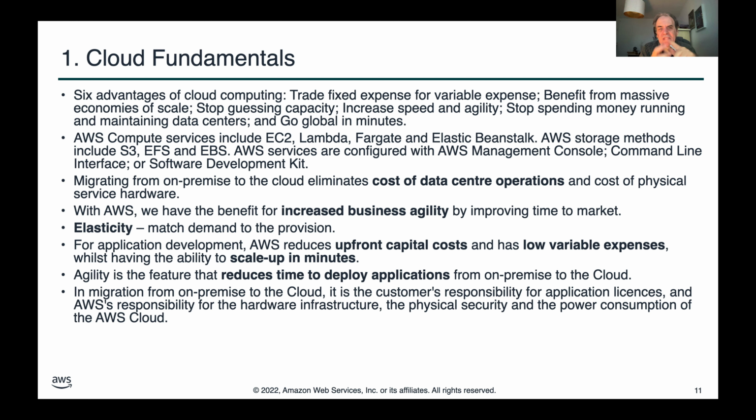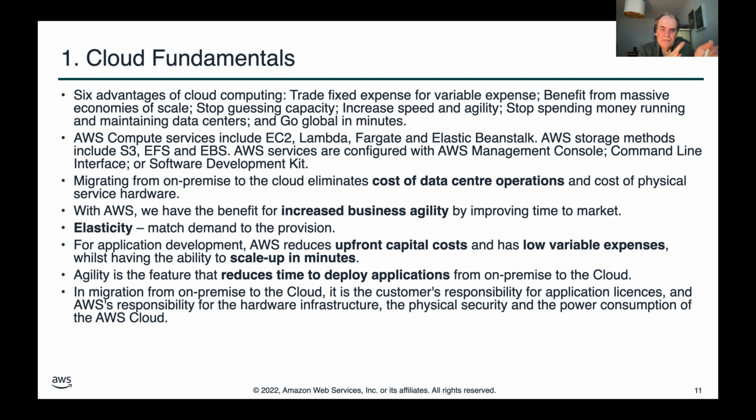For compute services, we have EC2, Lambda, Fargate, and Elastic Beanstalk, which we've actually covered. For storage, it's S3, the Elastic File System, and the Elastic Block Store, so we have EFS and EBS. When it comes to the way that we configure, we either configure from the management console, as we saw, the command line interface, or from the SDK, from Python or Golang.